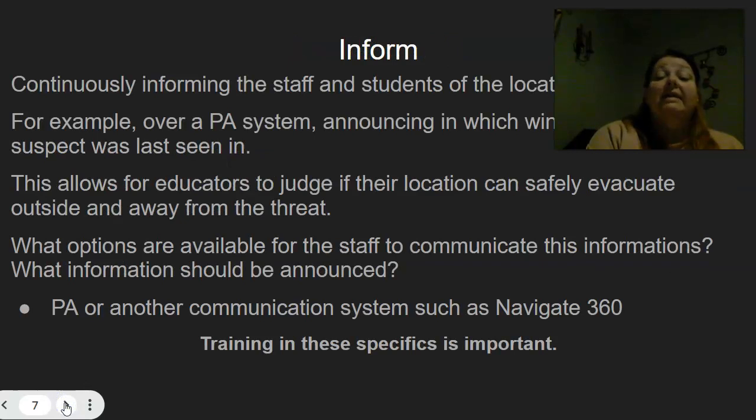Inform. Continuously informing the student body and the staff of the location of the threat is very important. This can be done over a PA system or also with the Navigate 360 app. This allows educators to judge when they should keep their students locked down or when they can evacuate.